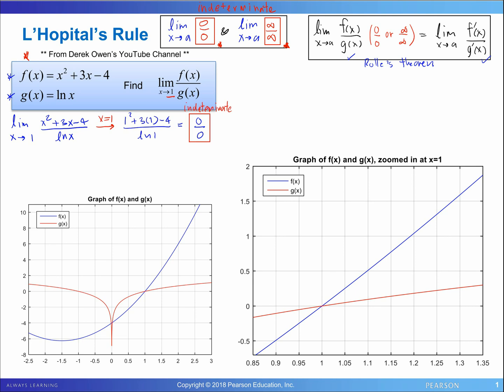Before we continue, let's take a look at the graphs down here. I plotted f of x and g of x on a diagram, and this is what I got. The blue line, this is f of x, and the red line, this is ln of x, right here, g of x. So up here, we are interested in f of x and g of x when x approaches 1, the limit when x goes to 1, which means that we are interested at this point, right here at x equal to 1.